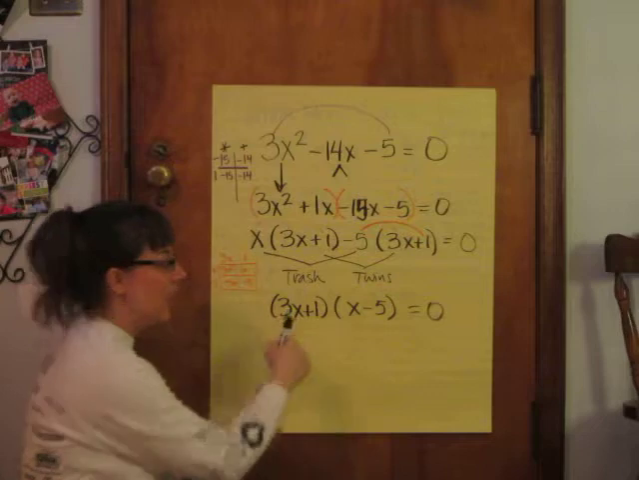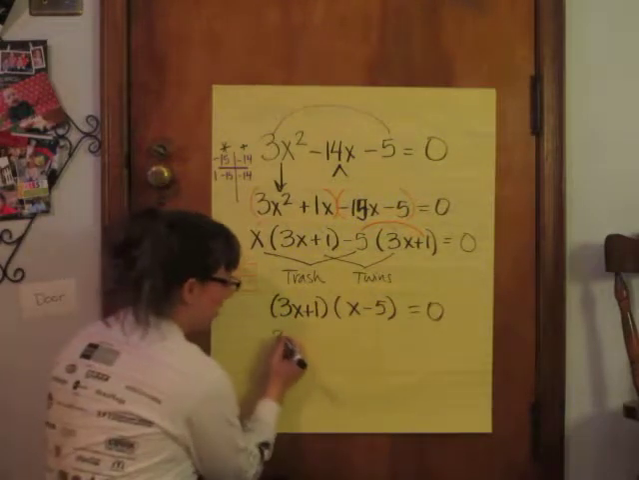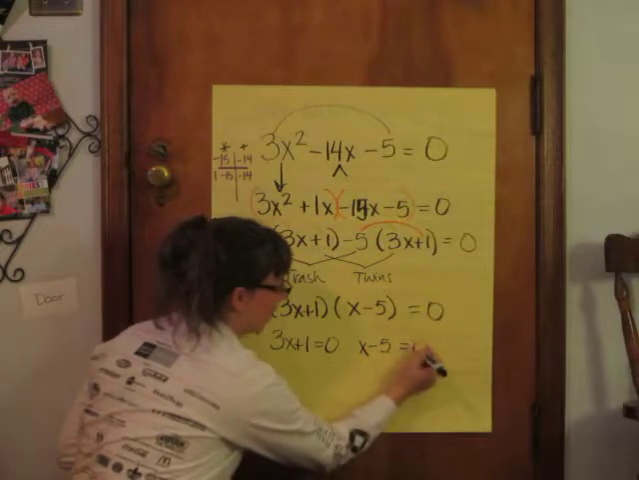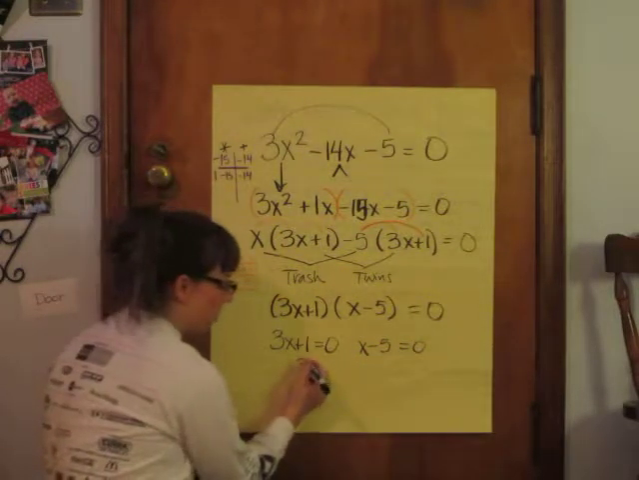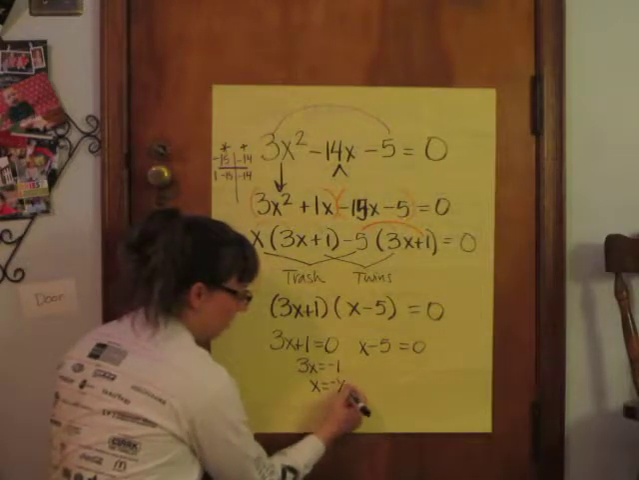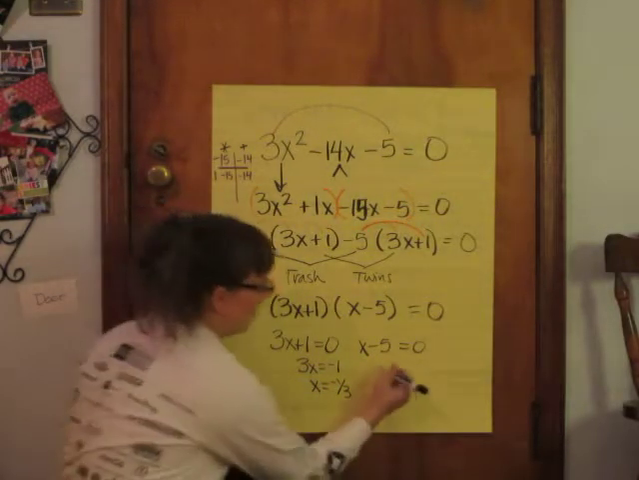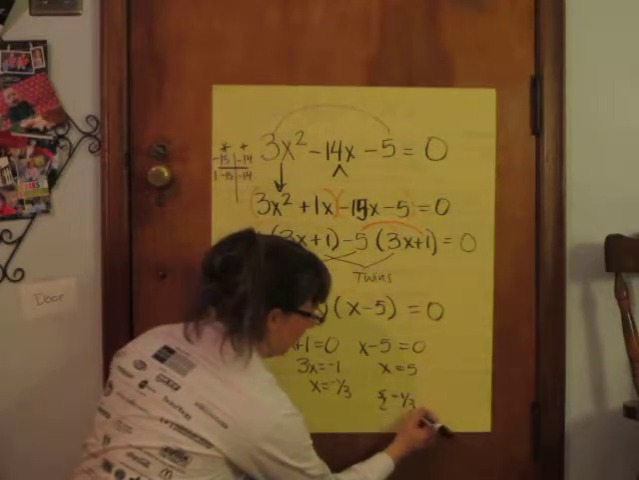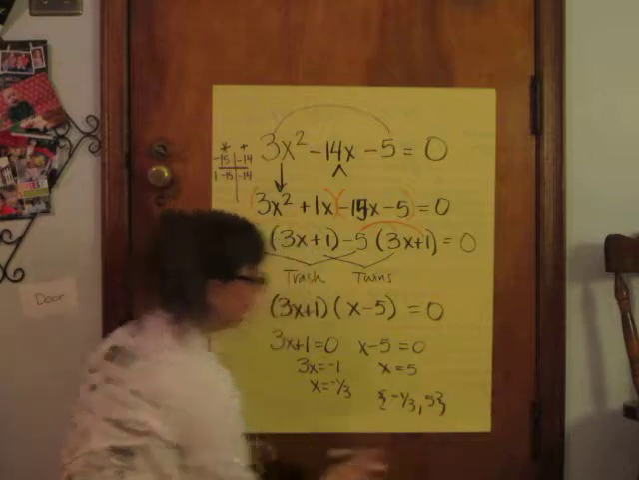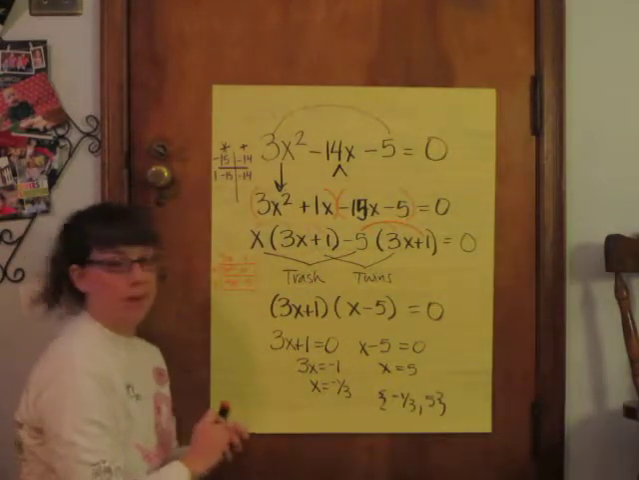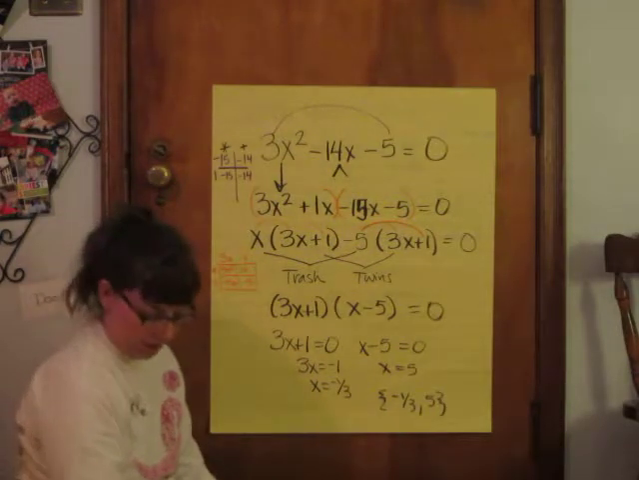So now we take each one, same idea we did before, 3x plus 1 equals 0, and x minus 5 equals 0. So we can subtract 1 and we get 3x equals negative 1, and here we get x equals negative 1/3. Leave it as a fraction. Here we get x equals 5. My solution set is negative 1/3 and 5. And that is factoring with grouping, twins and trash, box method, whatever you want to call it.